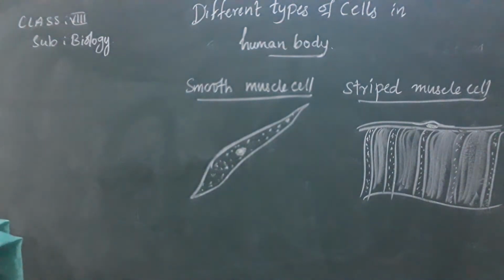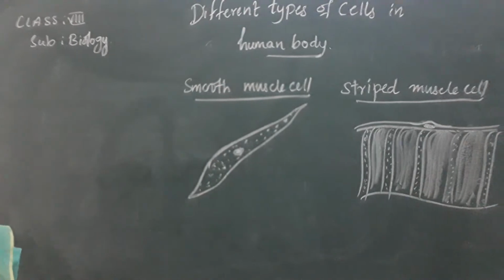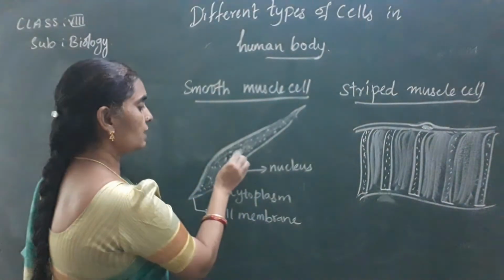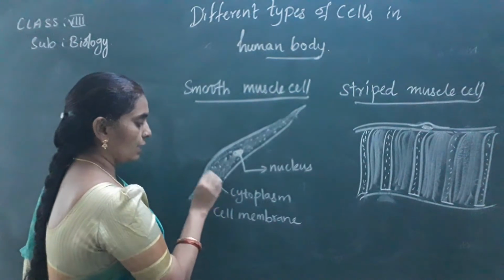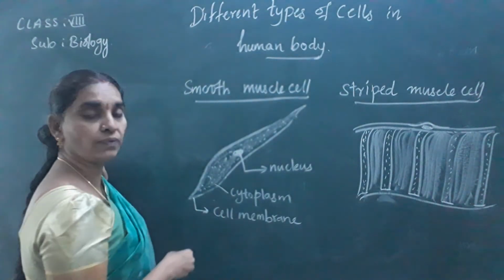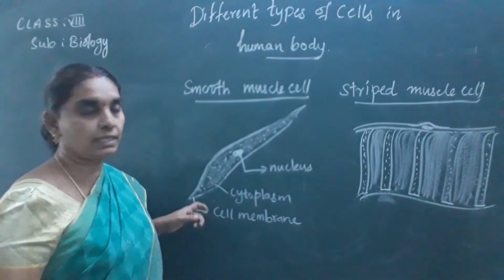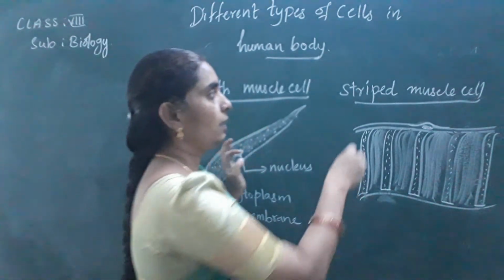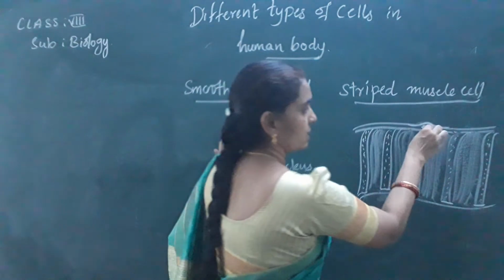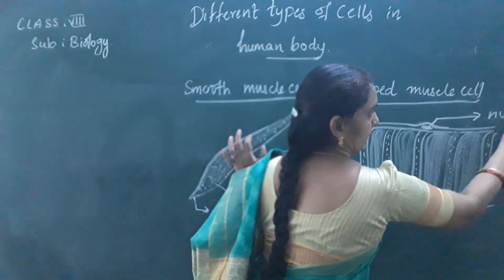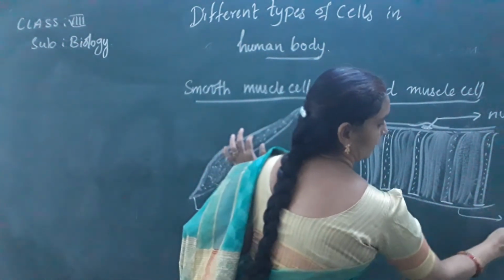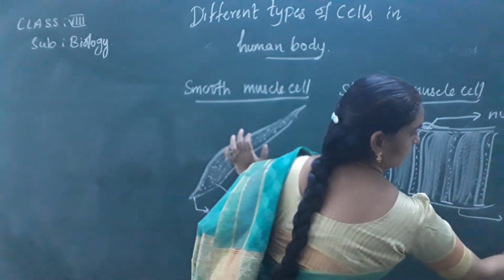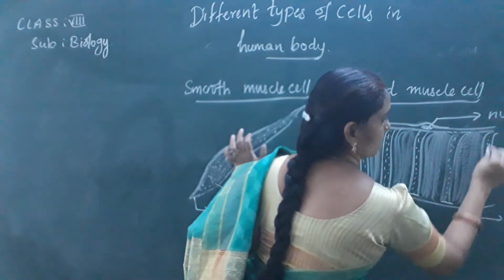Okay, next I'll show you the bone cell. First, the striped muscle, how it is there, you observe on the board, children. This is the nucleus in the smooth muscle cell, the cytoplasm, and this is the cell membrane. As you well know, only the cell membrane is present in the animal cell or the human cell. Next, this is the striped muscle cell. This is the nucleus, this is the cell membrane, and this is the cytoplasm.